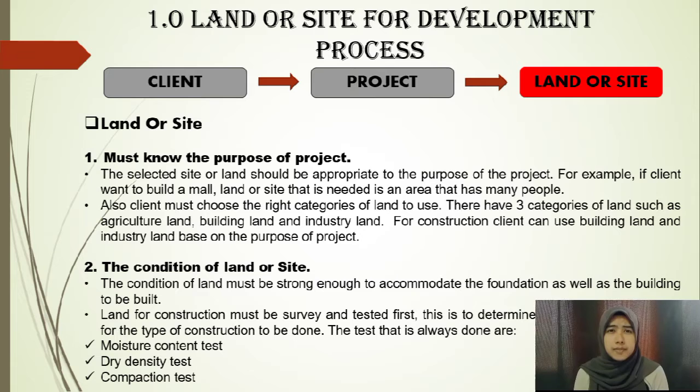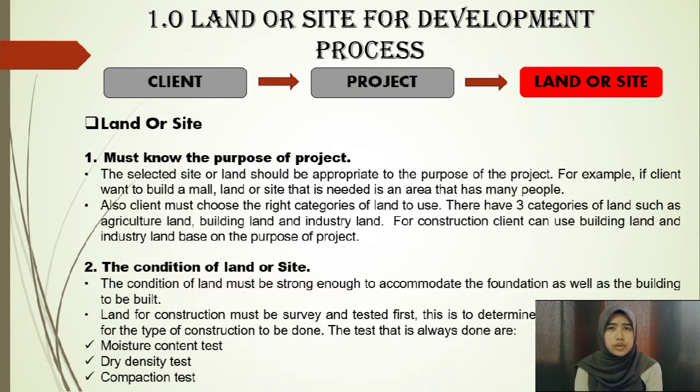And next, the client must know the category of land to use for the constructions. Land has three categories. That is agriculture lands, building lands, and for the last, industry lands. For the constructions, the client must use building lands and industry lands. Other than that, the client must know the condition and looks of the land or site. Land for the constructions must be strong enough to accommodate the foundations as well as the building to be built.